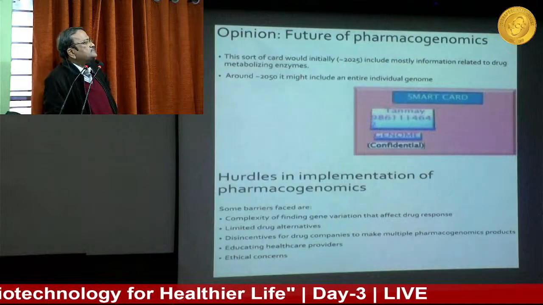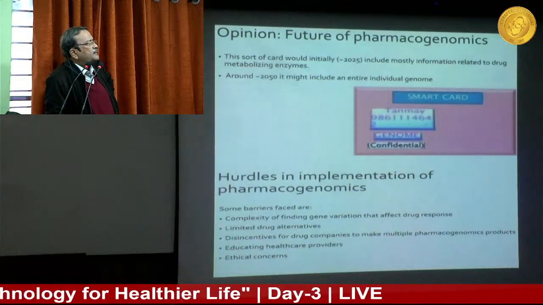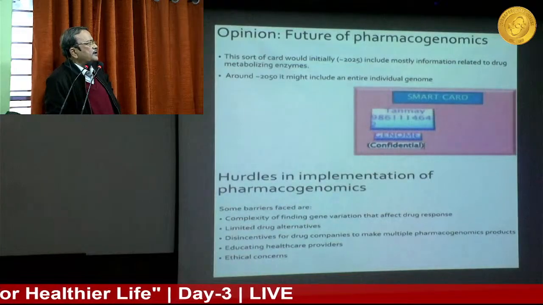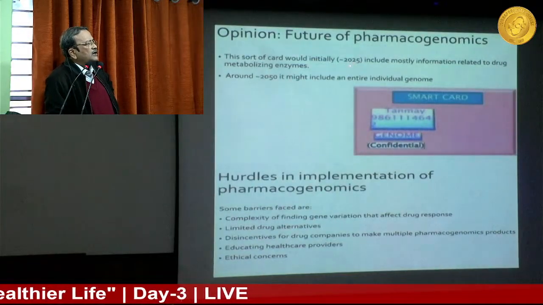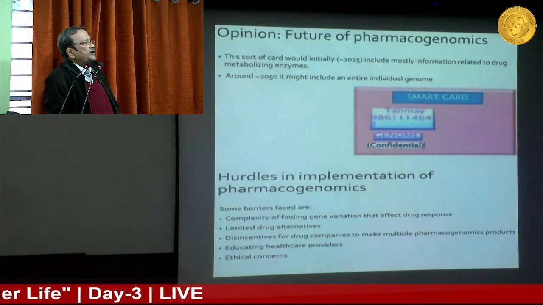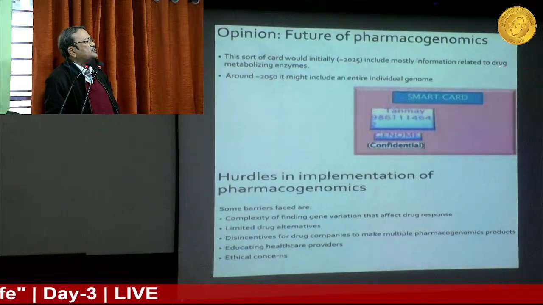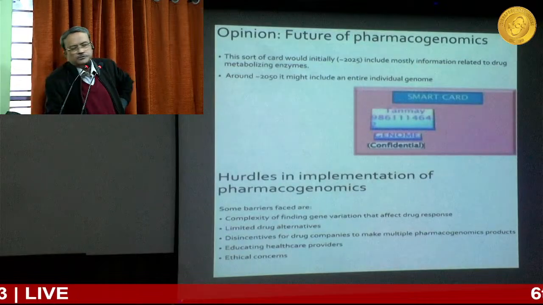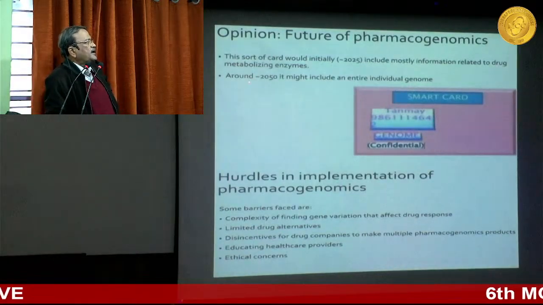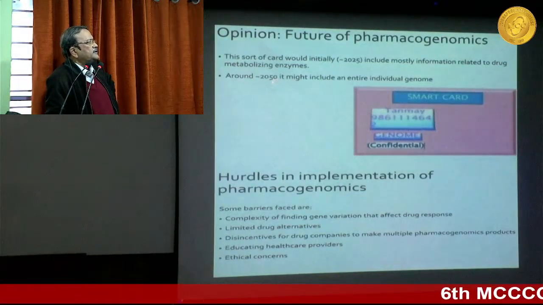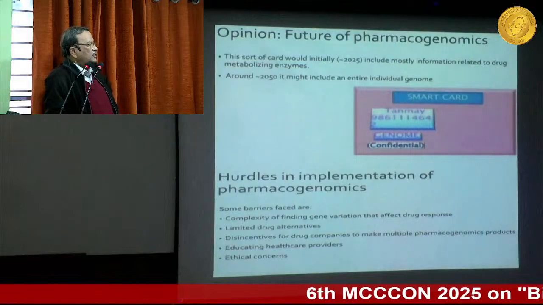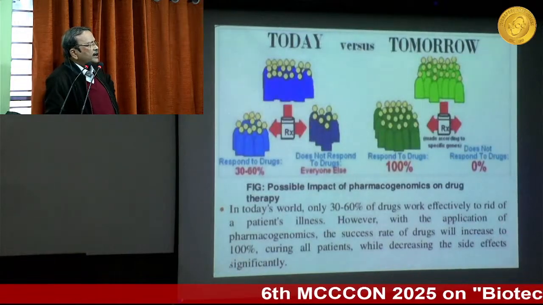Then the future of pharmacogenomics is very much important. By 2025 most of the information related to drug metabolizing enzymes is to be produced by applications of biotechnology. And after that, by 2050, it will include entire individual genomes. These are today and tomorrow.